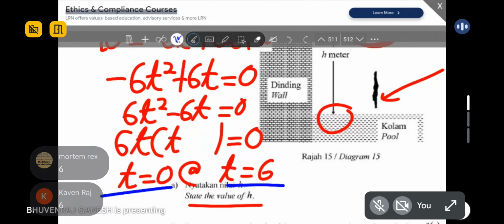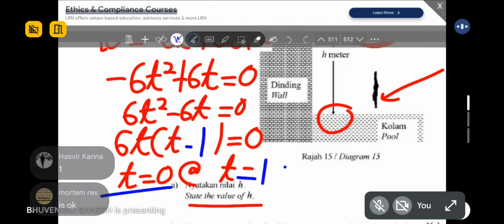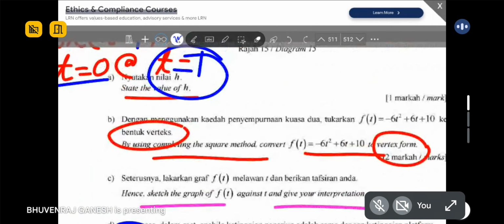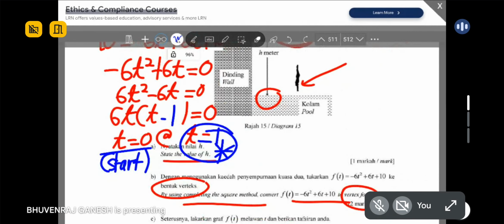Sorry. This one got mistake here. This one is 1 over here. Sorry. 1 or 0. Which one is the correct answer? Okay, the answer should be 1, because the question say find the time when it's equal once again. Sekali lagi. Sekali lagi means after the start. Start is always 0 second. So the second time is actually at 1 second. Satu saat. Okay? Understand? All of you?